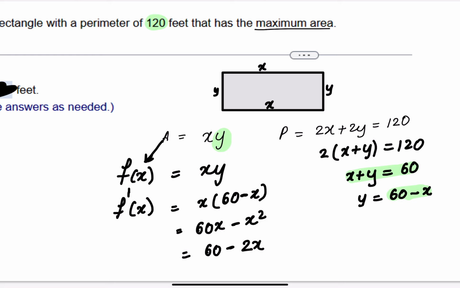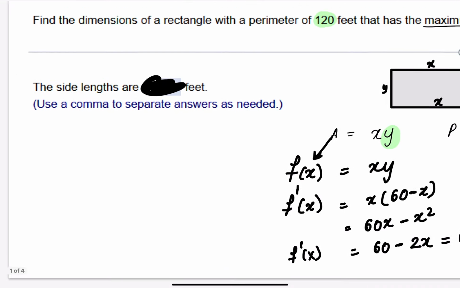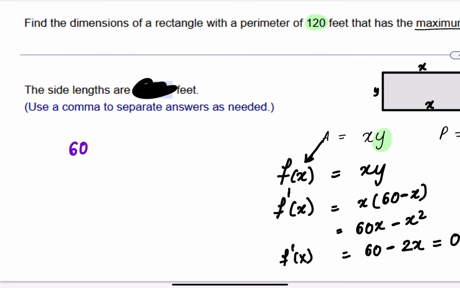I'm trying to maximize this. So I have to find my critical values. That means I have to set this equal to 0. So when I set that equal to 0, I will have 60 minus 2x is equal to 0. 60 is equal to 2x, and my x is equal to 30.